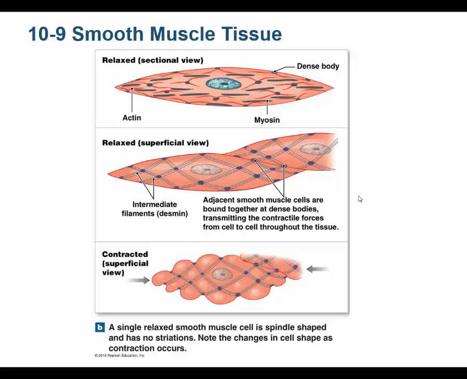Now, smooth muscle. This is quite a bit different. Smooth muscle still has actin and myosin, but it is not arranged like it is in skeletal muscle. First of all, it's not arranged and lined up with a Z disc. They are connected to these dense bodies. So you can say, my contractile myofilaments are connected to these dense bodies.